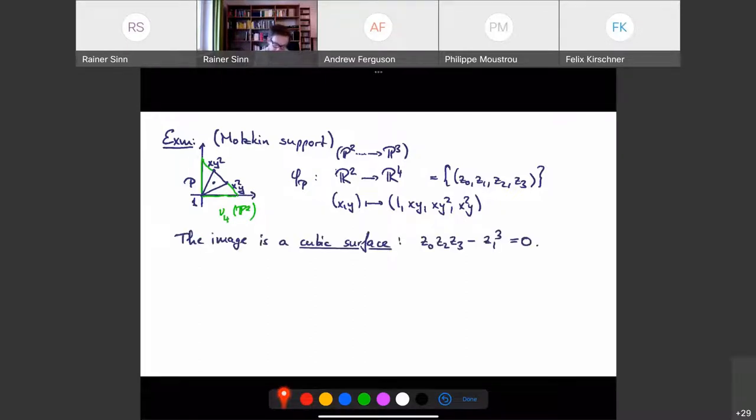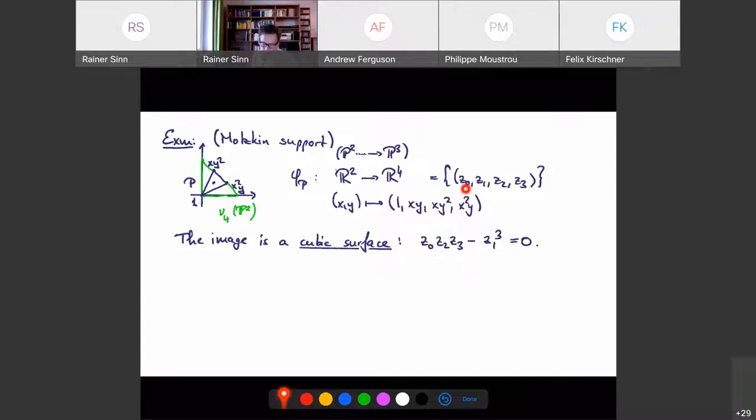This operation, making from a lattice polytope a variety which is the image of this map, is the subject of toric geometry. Such varieties are called toric varieties. In this case, you can check that the image is what is known as a cubic surface. So it's a 2-dimensional variety in P3, which is given homogeneously by this equation.